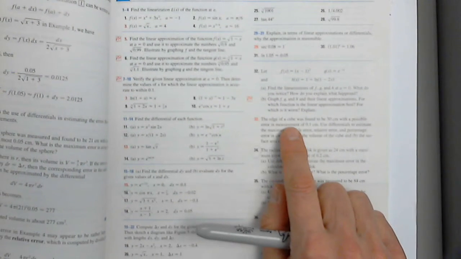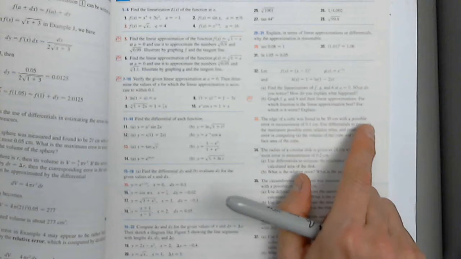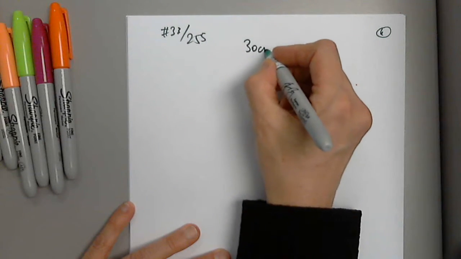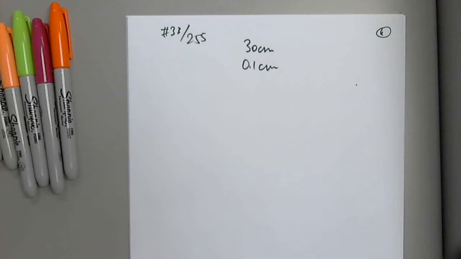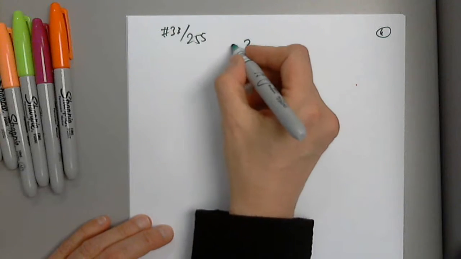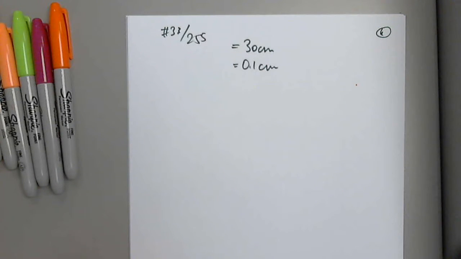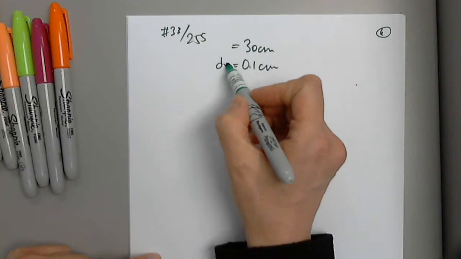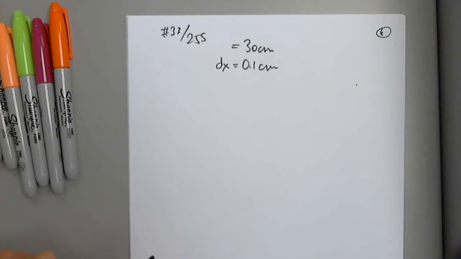The edge of a cube was found to be 30 centimeters with a possible error in measurement of 0.1. Let's stop and identify what is given here. So what is 30 centimeters and what is 0.1 centimeter? No, we haven't differentiated yet. So that's the x. X is 30 with a possible error in measurement of 0.1.